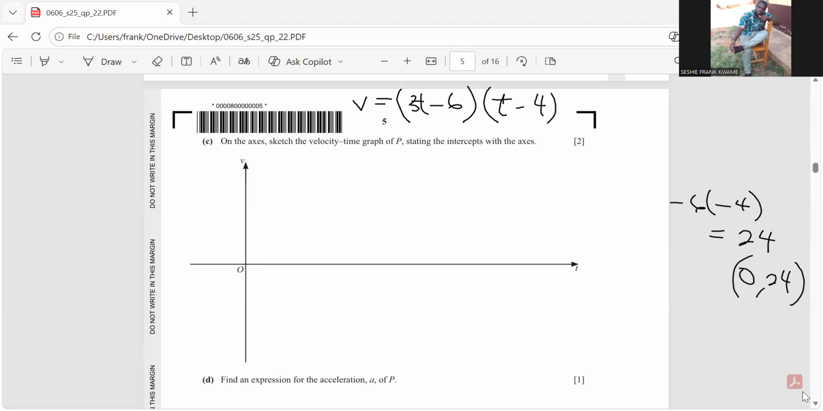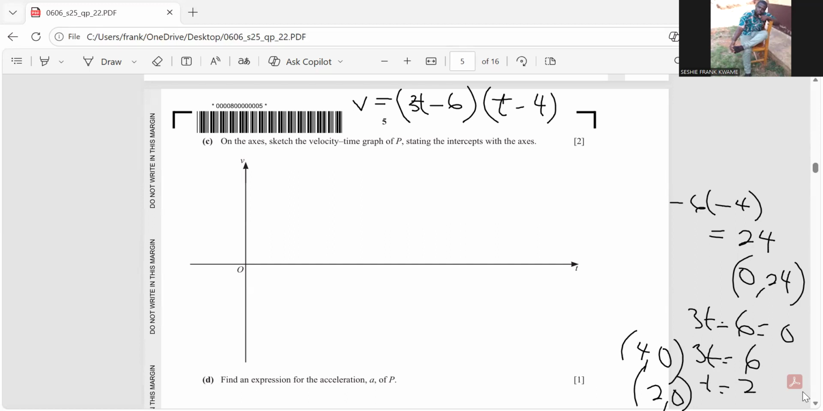At v equals 0, we are going to have 3t minus 6 equal to 0, which means 3t is equal to 6, so t is 2. So that's 2, 0. Then t minus 4 equal to 0 will also give 4, 0. So in that case, I'm going to plot this. 0, 24 up there. Let's indicate that 24 there. Then we'll have 2, then we can have our 4 here. Don't forget the time cannot be negative.